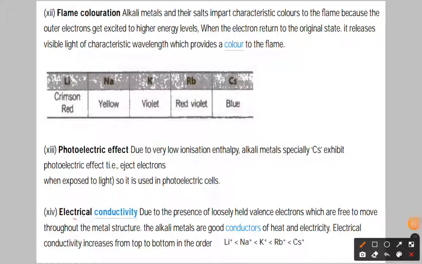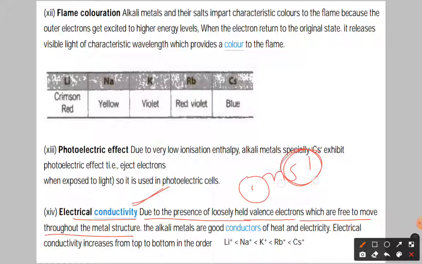Next, come to electrical conductivity. Here they conduct electricity due to the presence of loosely held valence electrons, which are free to move throughout the metal surface. As you know, in the valence shell electronic configuration we have ns1, meaning this electron moves very freely on the metal surface.